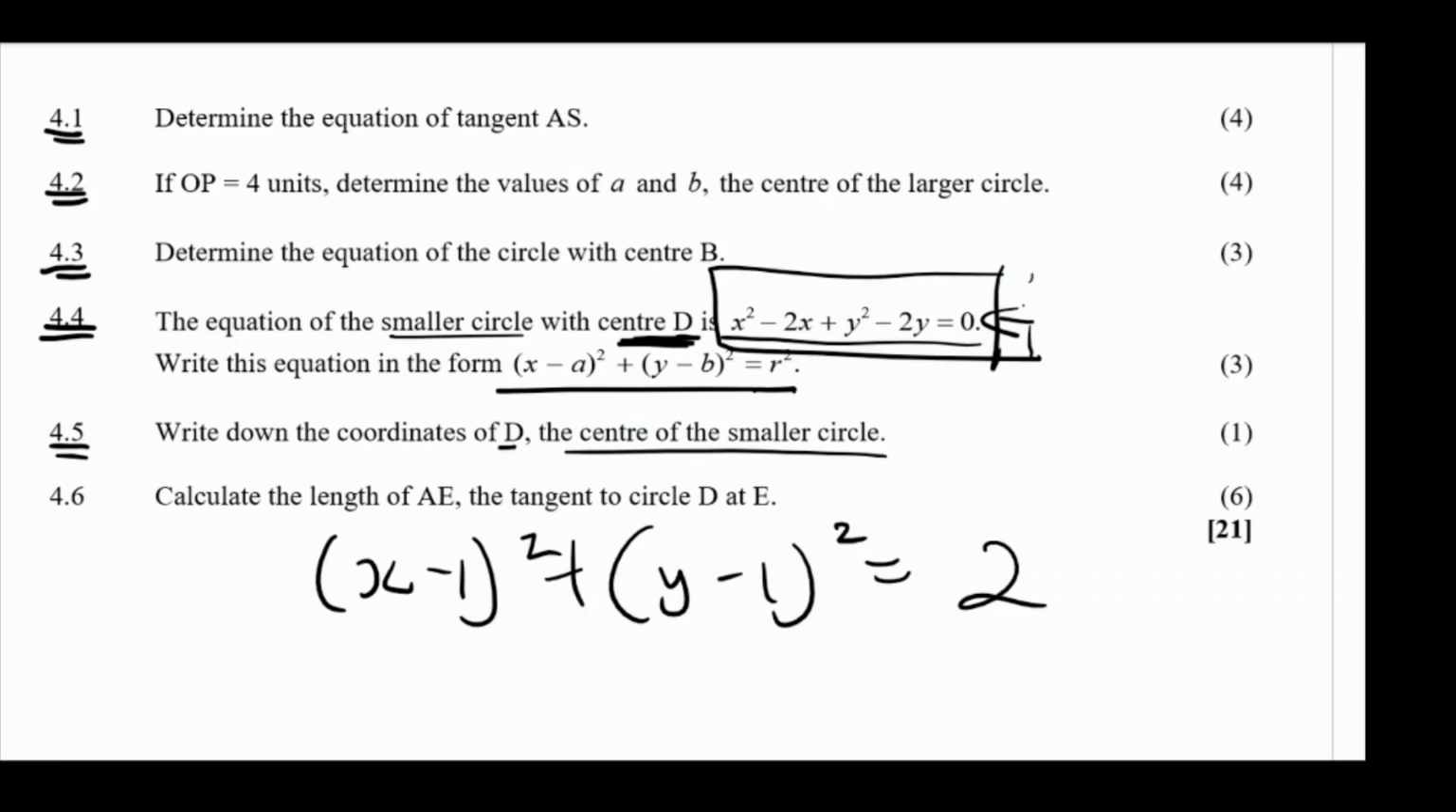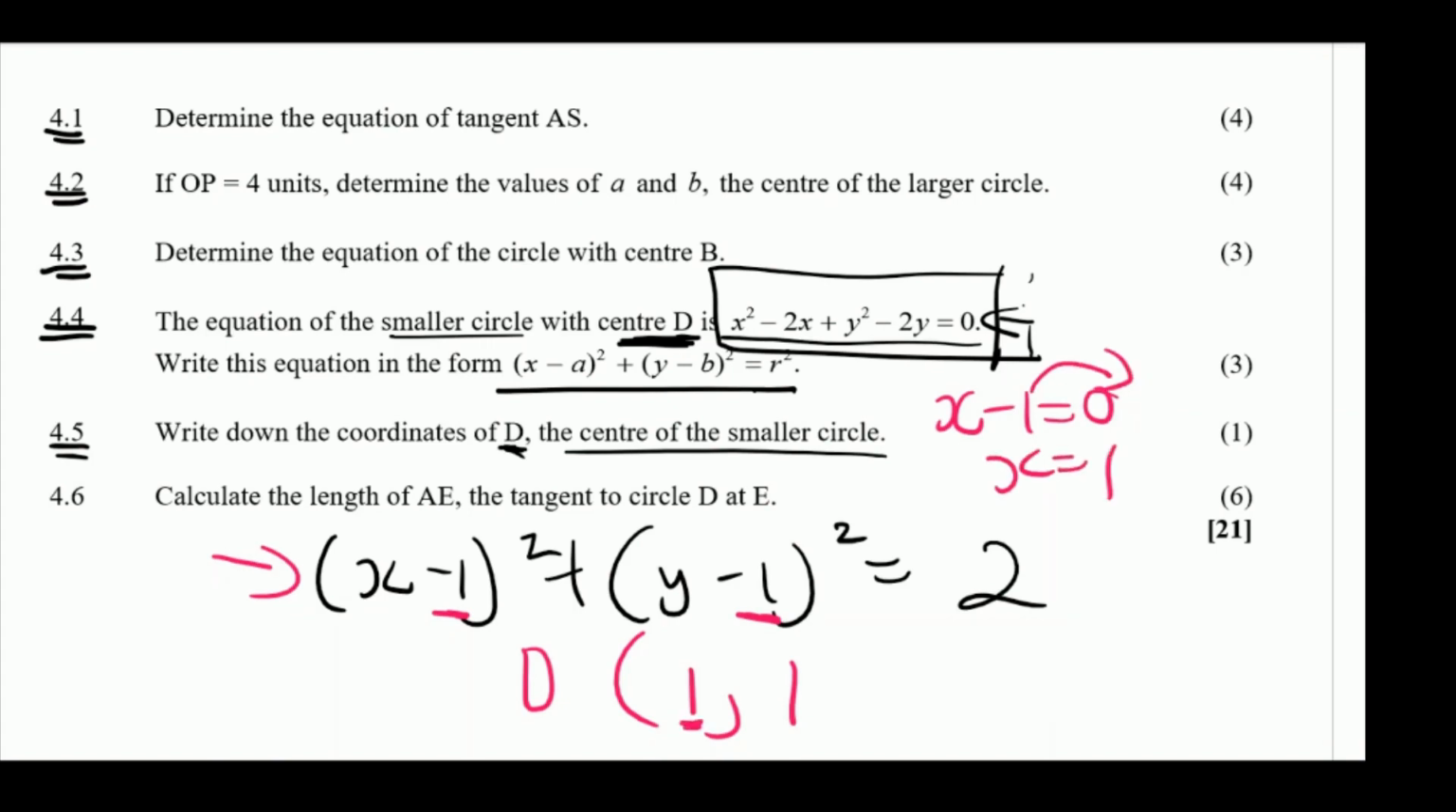Now we want to find the coordinates of D. It's simple: because D is the center of this circle, you just take the minus 1 and transpose it to the other side, which becomes positive 1. If you have x minus 1 equals 0, you transpose the negative 1 and get x equals 1, hence I wrote x equals 1 here. Then y minus 1 equals 0, you transpose the minus 1 and y equals 1. So the coordinates of D are 1 and 1.